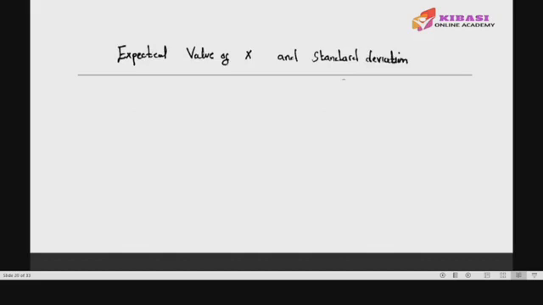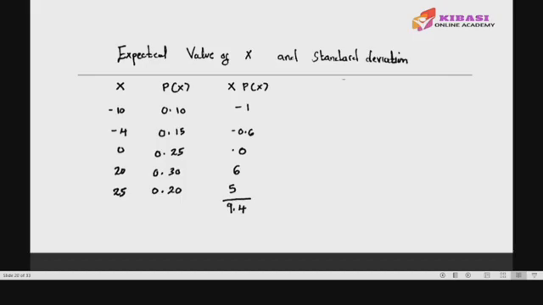So expected value of x and standard deviation, tulipewa table yetu hii hapa. Mimi nimeiweka in vertical way, kwa tulipewa ni horizontal. Tulipewa x -10, -4, 0, 20, 25. Then tukapewa function ya probability za x ambayo ni 0.10, 0.15, 0.25, 0.3, 0.2. What we need to add from this table, tuna add column ya x times probability za x. Kwa hiyo itakuwa ni -10 times 0.1 we get -1, -4 times 0.15 we get -0.6, 0 times 0.25 we get 0, 20 times 0.3 you get 6, 25 times 0.2 you'll get 5. Then we sum up all of this, we will get 9.4.